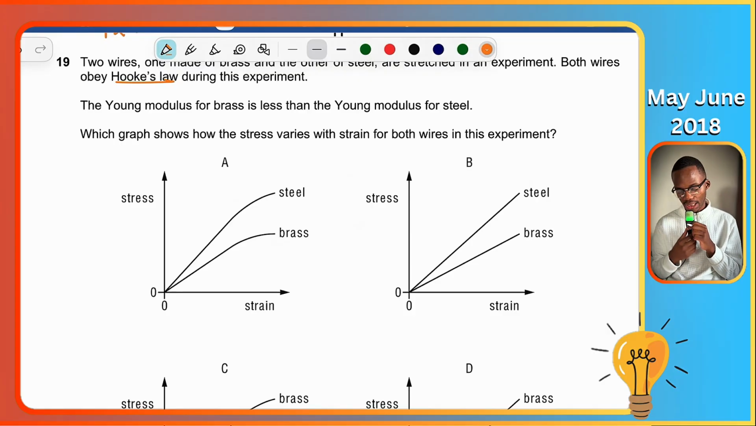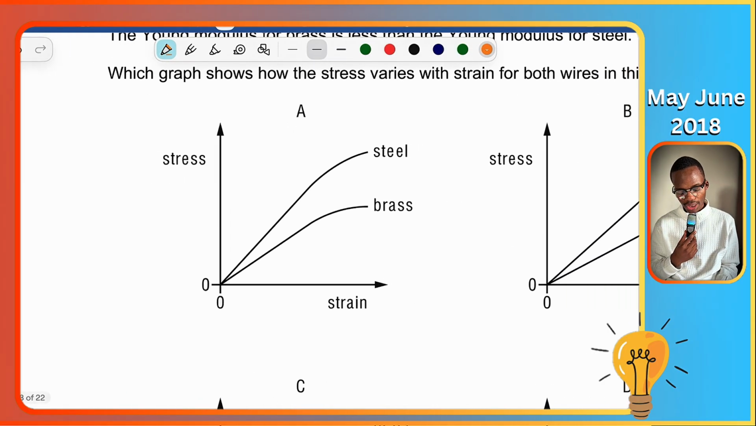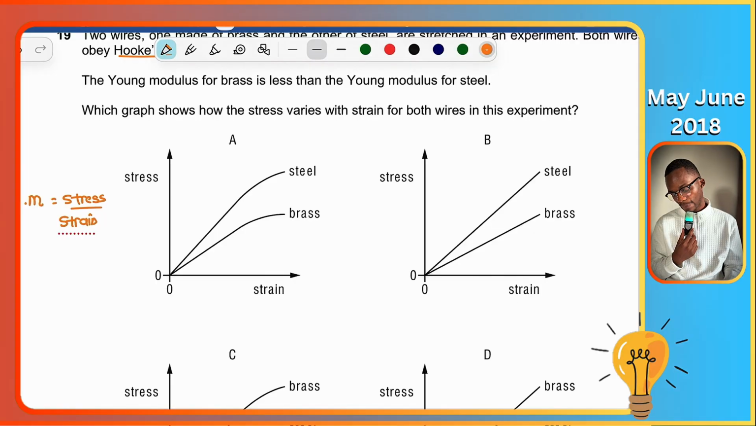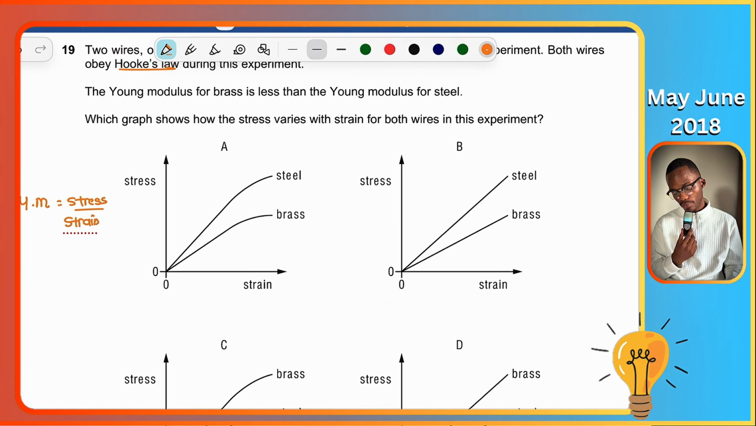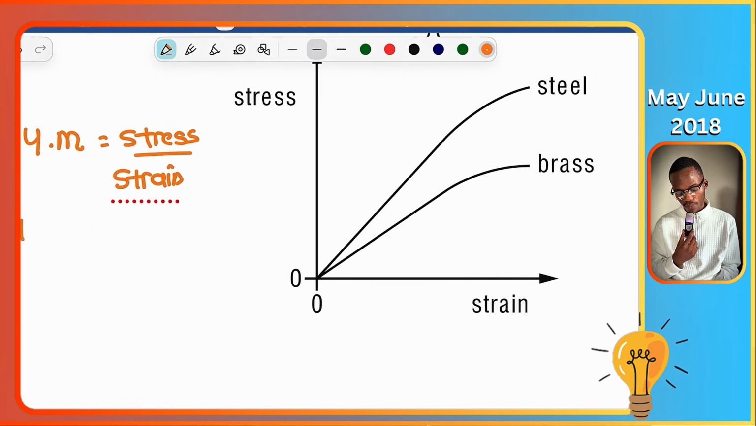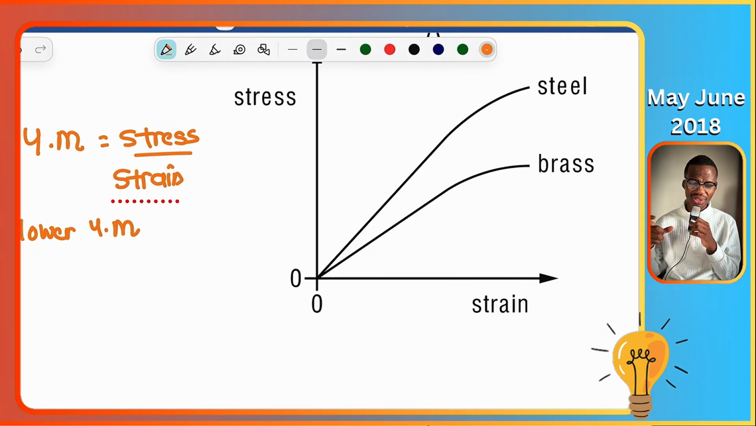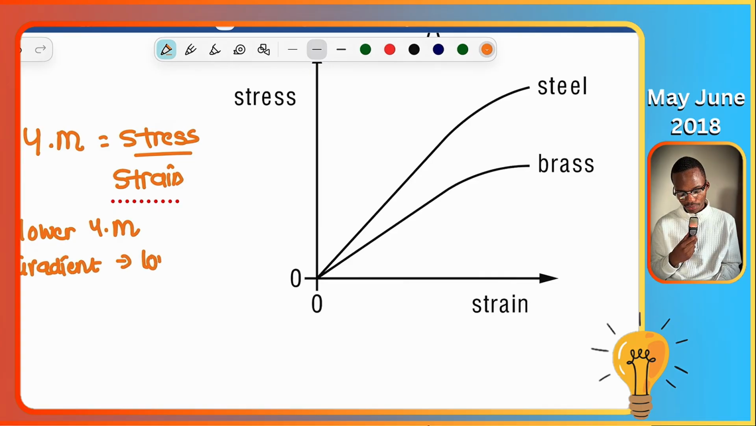stress varies with strain. So what's so special about the Young modulus? We've talked about this. It's the ratio of stress to strain. Yeah, I know that, but why is that important? It's important because the lower the Young modulus, because it's the ratio of stress to strain, is going to mean that we have a lower gradient. So the gradient is going to be lower as well.